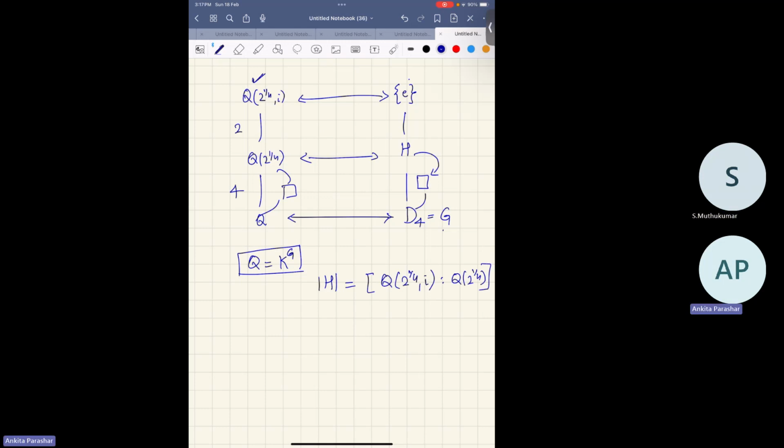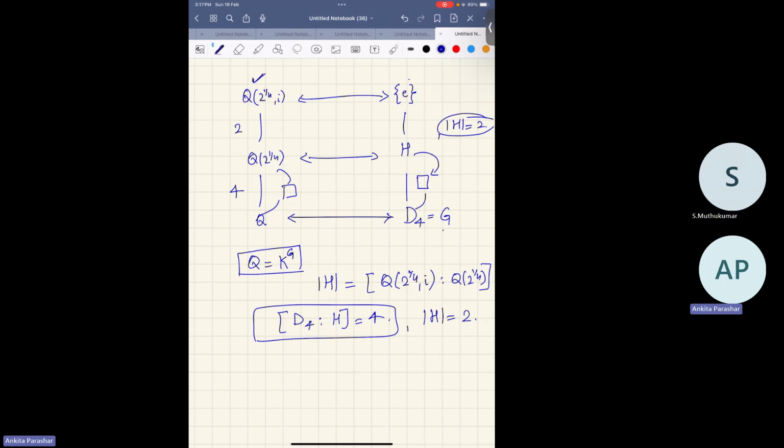And therefore, what is the order of H? Order of H has to be 2. So in between, this is order 4, therefore the index inside is nothing but 4, and the order of H is nothing but 2. This is the information I have. This is what we know.